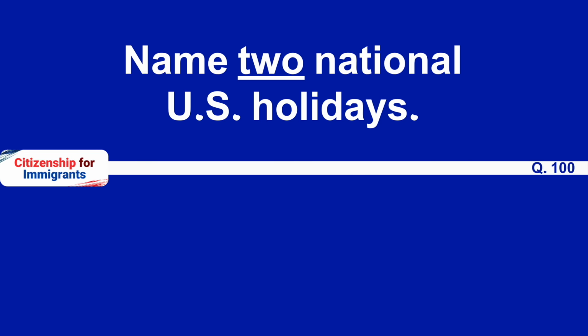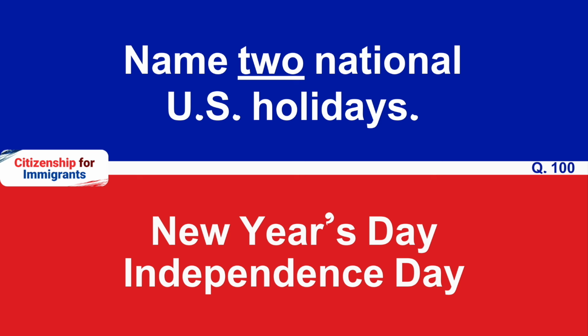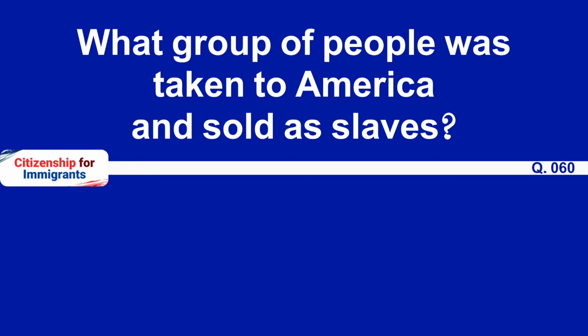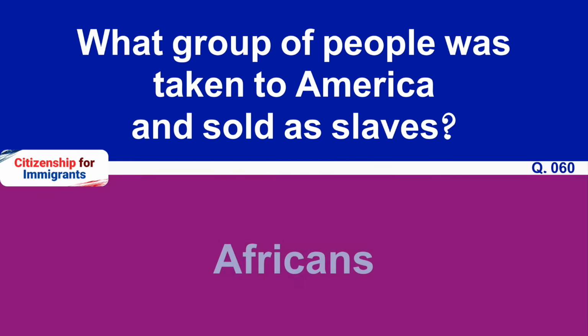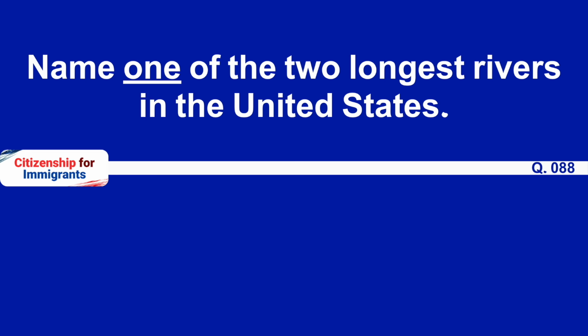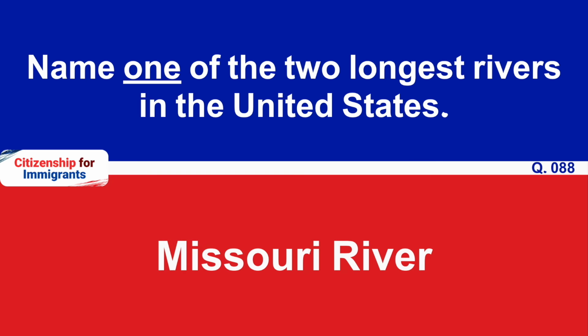Name 2 national U.S. holidays. New Year's Day, Independence Day. What group of people was taken to America and sold as slaves? Africans. Name one of the 2 longest rivers in the United States. Missouri River.